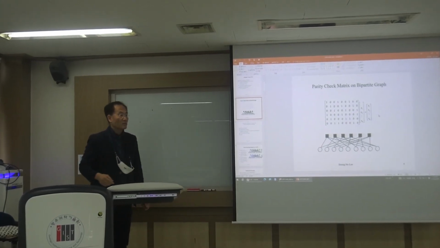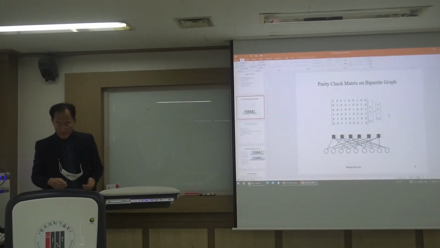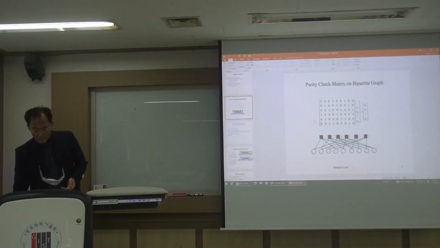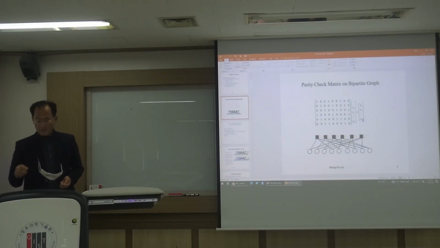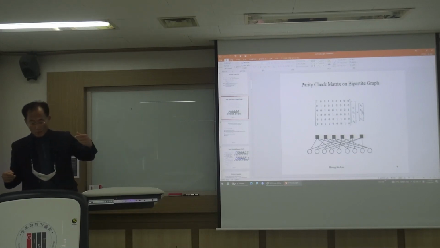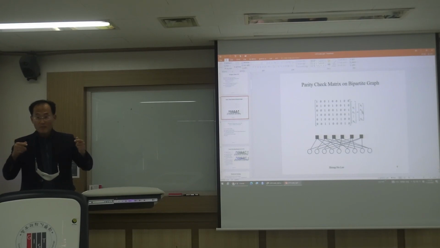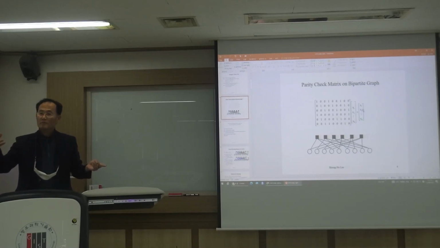As you can see from the previous example, this is the H matrix, and this is the vector, and then this is the syndrome. If this vector is a code word, what should be the syndrome? Basically, if it is a code word it should be orthogonal to the H matrix, so the syndrome has to be 0, right? So if the X vector is a code word, then the syndrome is 0, okay?